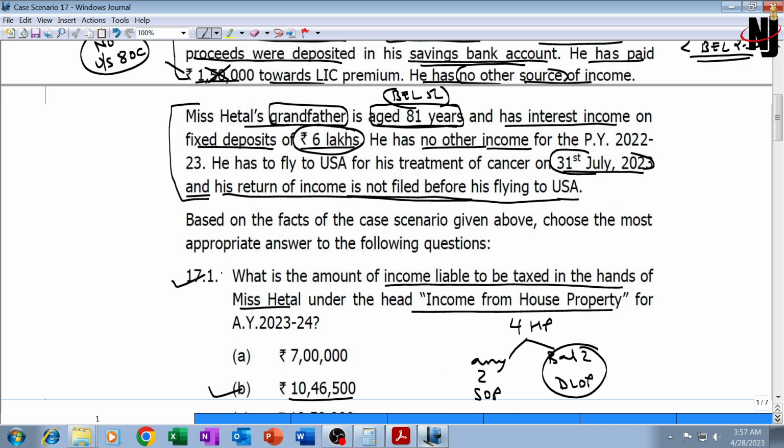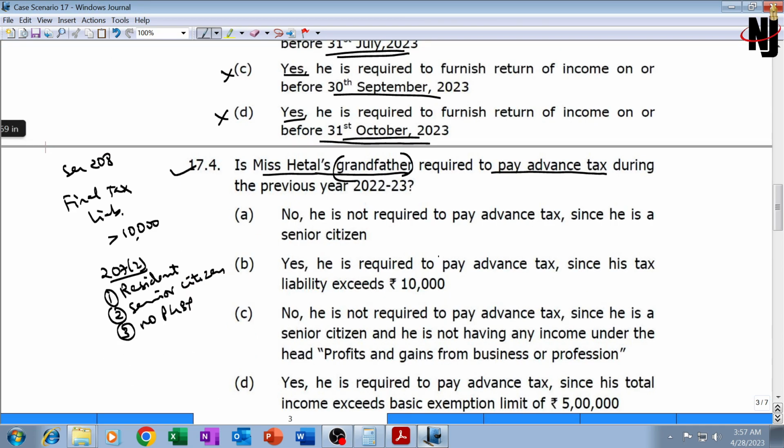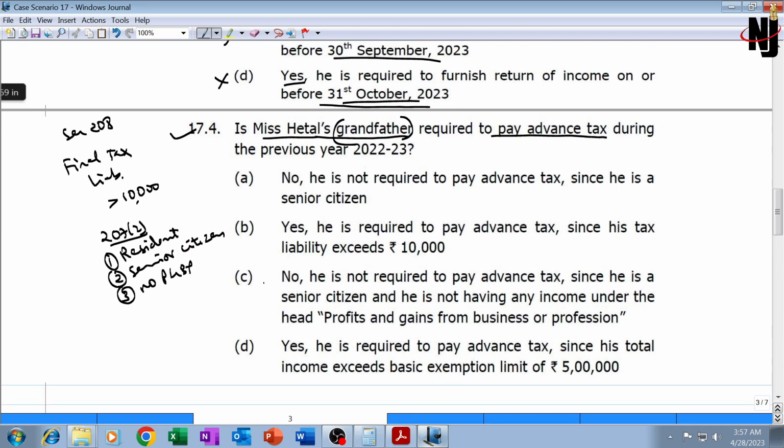So what's the story for grandfather? Grandfather has got only 6 lakh rupees of income. Grandfather, 81 years of age, 6 lakh rupees of fixed deposit interest income, no other income. But he wants to fly to USA on 31st July 23. He has not filed his return of income. Agreed. But then the question is not asking about IT return filing. Question is asking whether he has to pay tax in advance or not. So the answer is not required to pay tax in advance. So the correct answer is no, he is not required to pay tax in advance since he is a senior citizen.